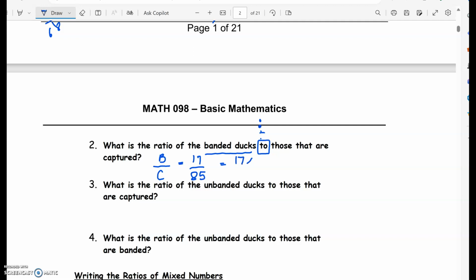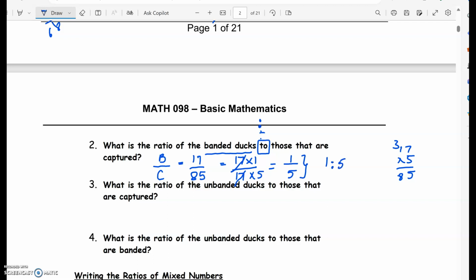So 17 goes into 85 5 times. 17 times 5, 7 5s are 35. So that's 85. So 17 cancels and we have 1 over 5. So the ratio is 1 to 5. The way we read this, if it's a ratio, it is not 1/5, but we say 1 to 5. And this is another way of writing it.